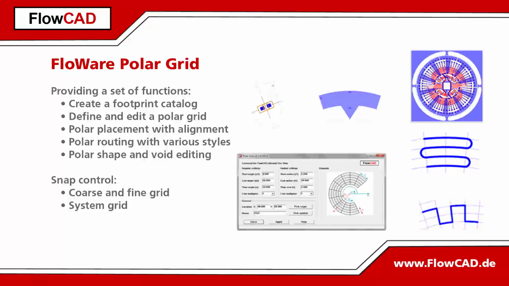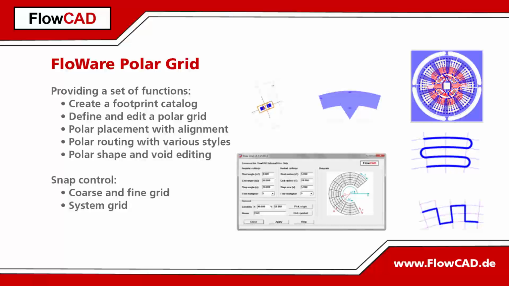There are applications, for example in medical and automotive business, where not only the boards have a circular outline, but also placement and routing has to be done in a circular fashion. Polar Grid Utilities is a FlowWare toolkit dedicated to this kind of application.